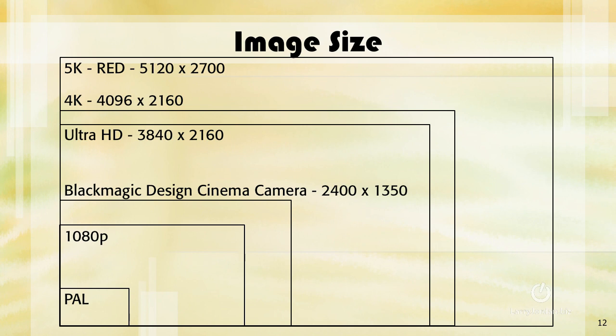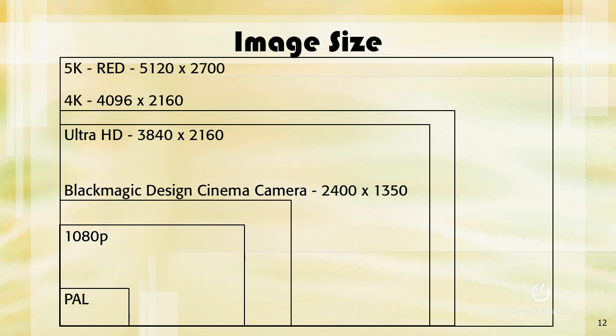We also have a wide variety of image sizes. PAL is that itty-bitty little thing tucked in the lower left corner. Then there's 1080p, which is 7 times bigger than PAL. The Blackmagic Cinema Design cameras, 2400 by 1350. Ultra HD, 3840 by 2160. A 4K image is 4096 by 2160. And Red Epic is shooting a 5120 by 2700 image. Look at the difference in sizes.